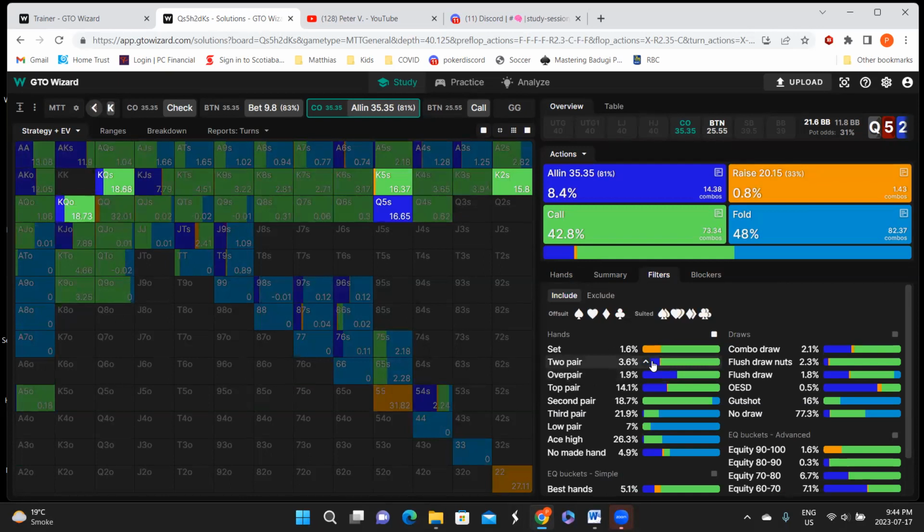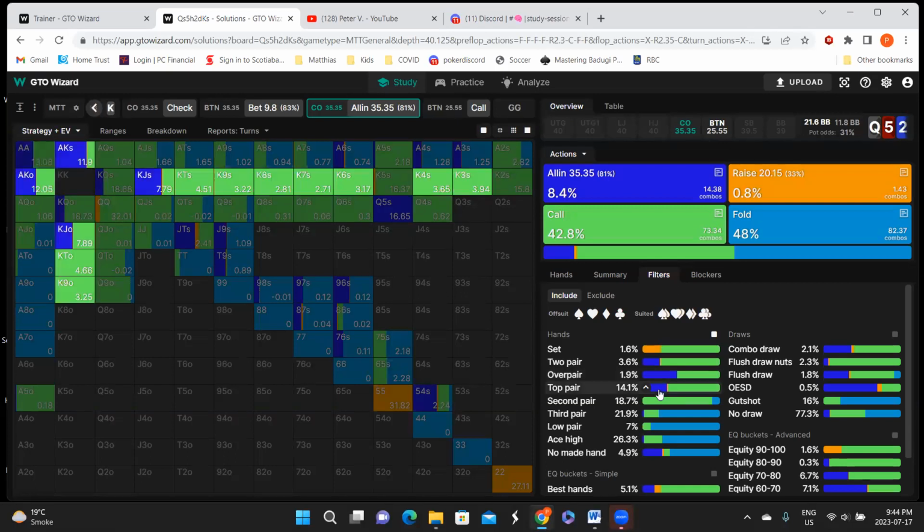Our opponent has some two pairs that just call. Wait, they're really check-jamming pretty rarely, it looks like. They're mostly calling and they're mostly folding to our double barrel, right? That's a lot of folding. Look at all that folding. It looks like a lot of folding, but it's 48% fold.